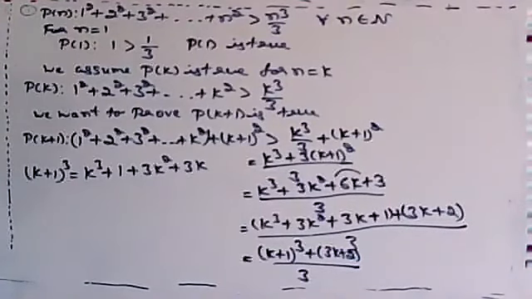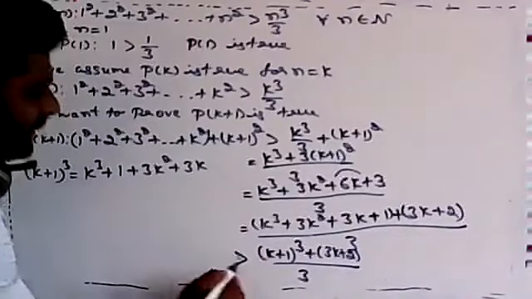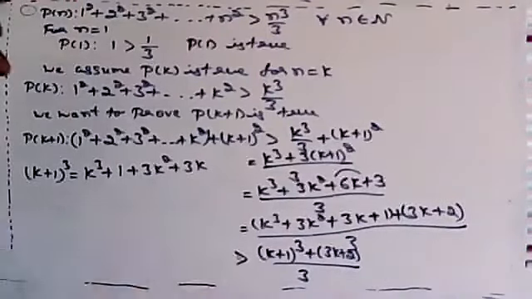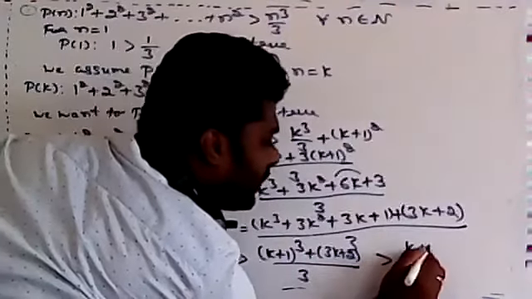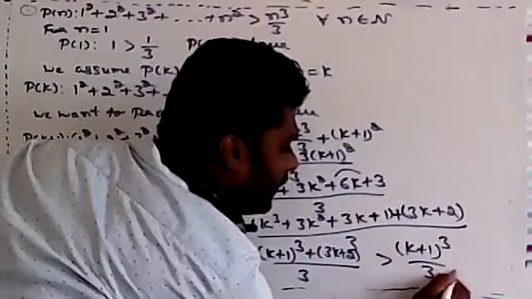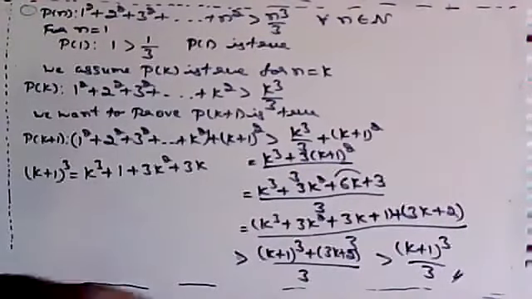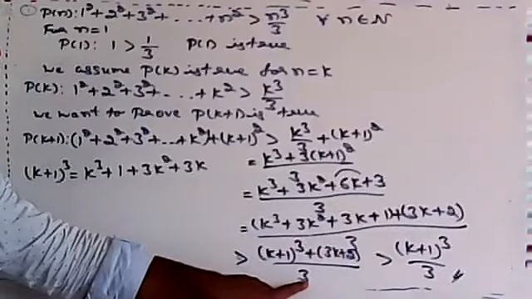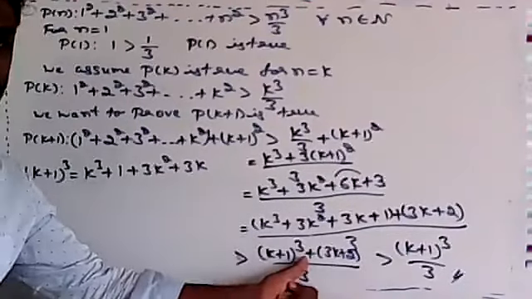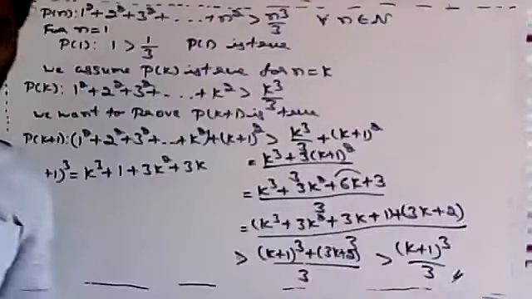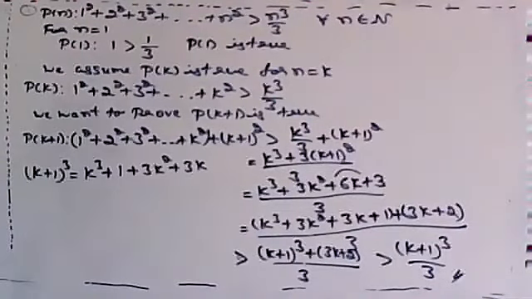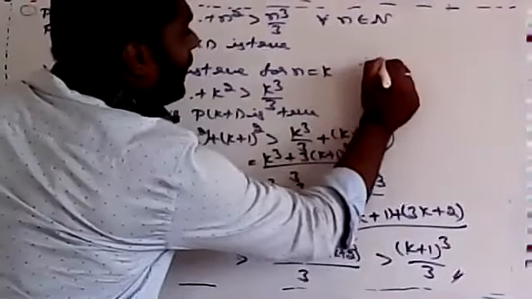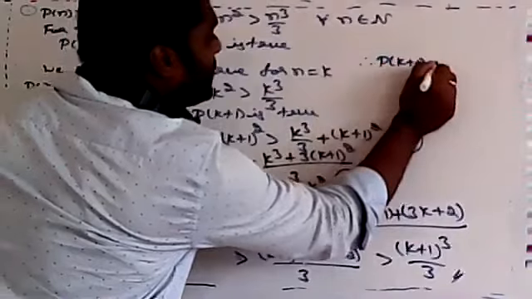Correct or not? Clear? And same thing, now I'm taking this sign, it is greater than this value, no? And it is also greater than k plus 1 the whole cube by 3, no? See, it is greater than k plus 1 the whole cube plus 3k plus 2 by 3. Then this function should also be greater than k plus 1 the whole cube by 3. Clear? So, therefore, here P of k plus 1 is also true.